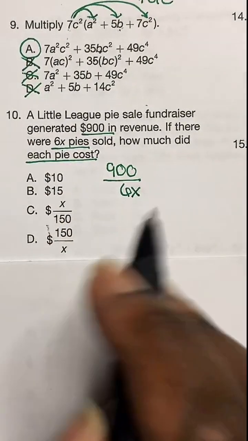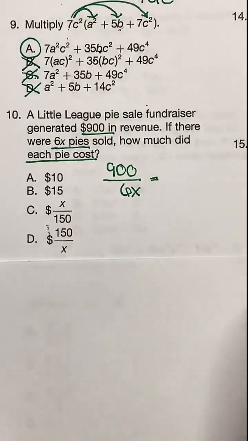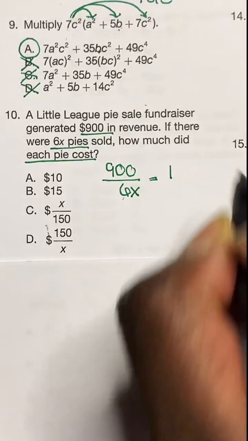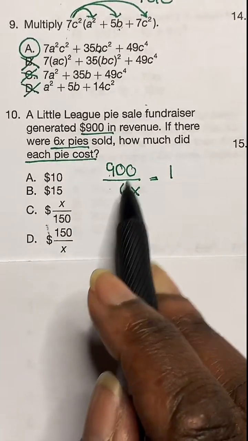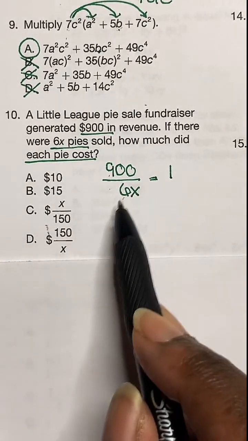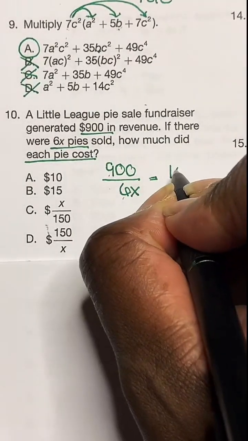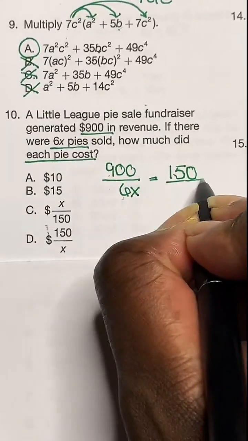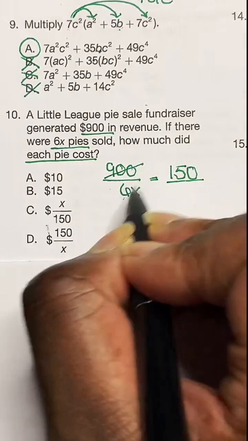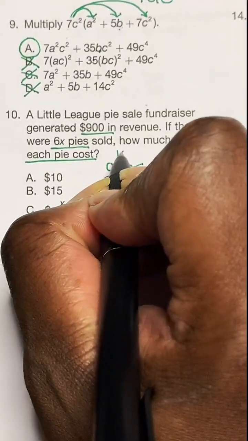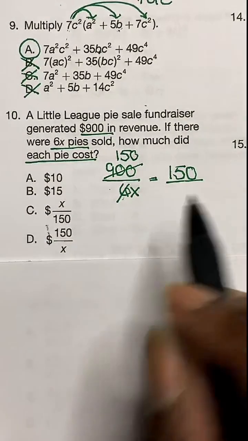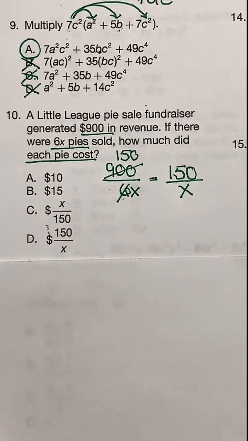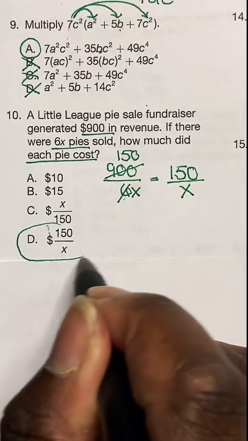So 900 divided by 6, if I can reduce it, how many 6s can go into 9? 1. 9 minus 6 is 3. Bring down the 0, will be 30. How many 6s can go into 30? That's 5. And then I have my 0. So if I divide 900 by 6, I will get 150. But what's left is 150 over x. That is your answer.